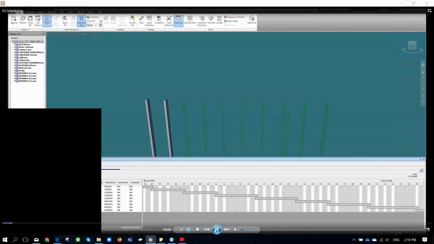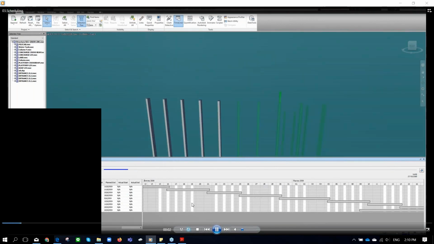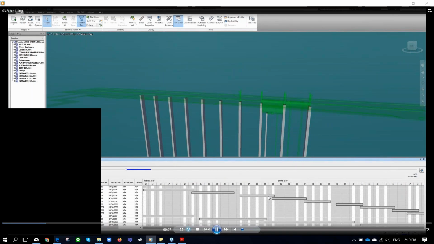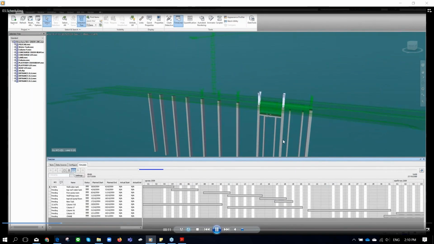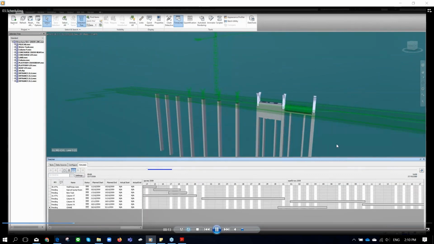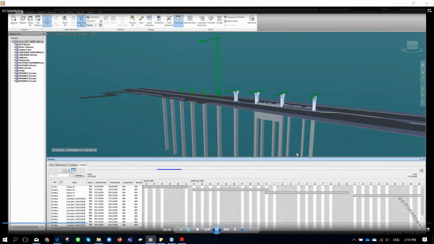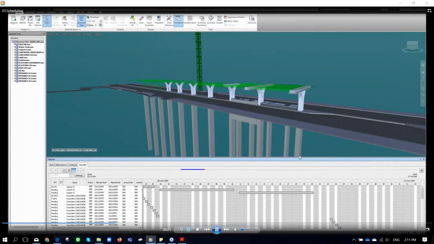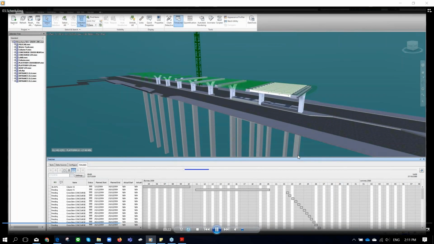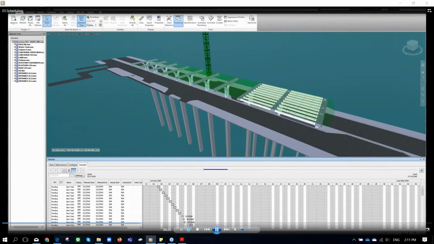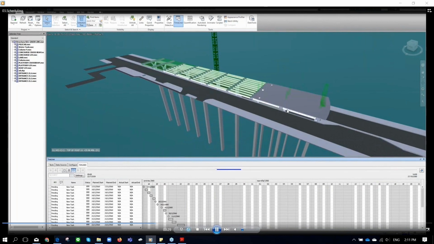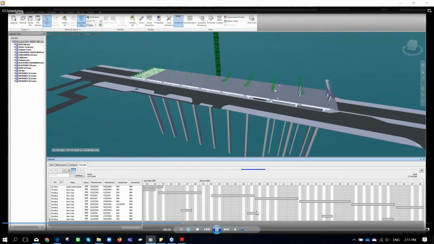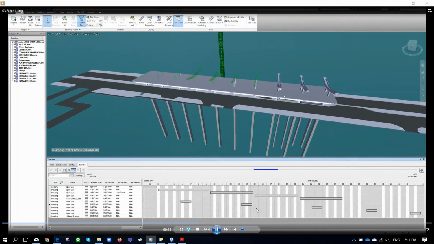Okay, this is 4D. When you add the time, you can see this is a Gantt chart of the construction schedule. When you link between 3D and time, you get 4D. As the time goes by, you can see the construction progress. And also, if you add the cash flow here, you could see at which progress, like at 70% of the construction, how much cash flows in and out. So you can use this information for construction management.